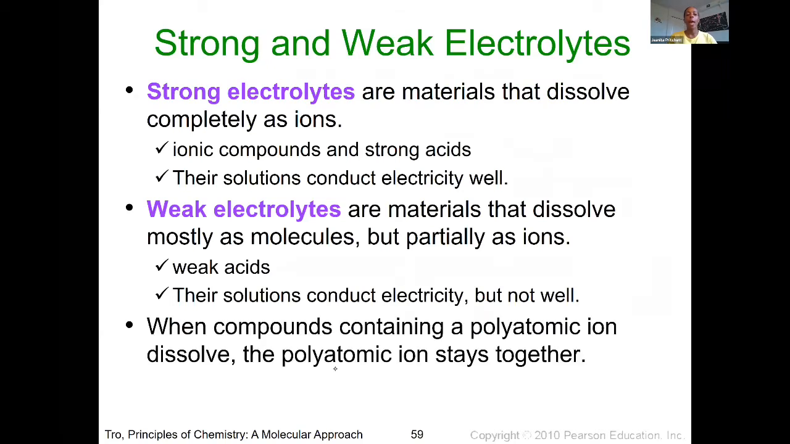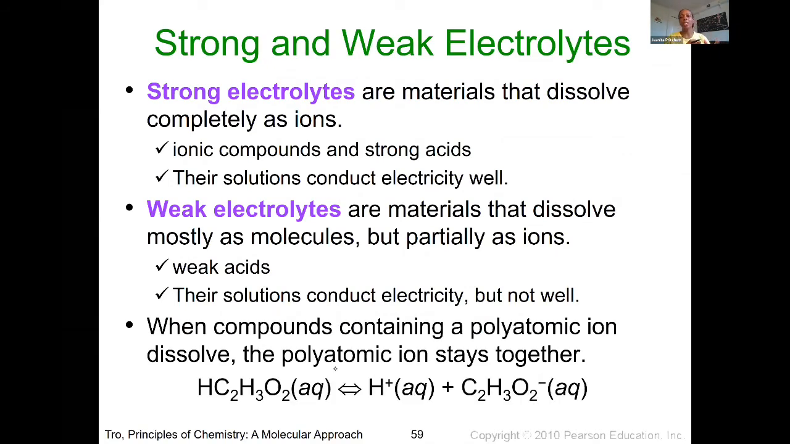And so as a result, the strong acids or weak acids are where we're going to get strong and weak electrolytes from. Again, electrolytes are things that create those ions floating around in solution. So strong electrolytes are materials that dissolve completely into ions. So your strong acids or ionic compounds are considered to be strong electrolytes. They will be able to conduct electricity very well.